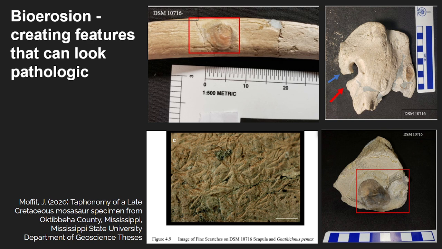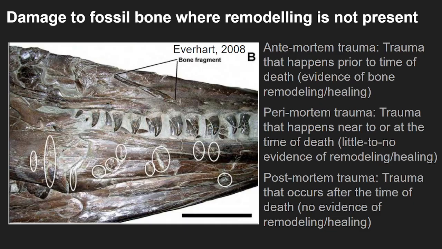So the way that we would avoid looking at something as bioerosion is that it would lack remodeling of the bone. Then we'll find damage to fossil bone where remodeling is not present. So when remodeling is present, we would assume that trauma would be antemortem, which means that the trauma happened before the animal died, which means that it had a chance for those bones to heal. But paramortem and postmortem trauma, that being trauma that happened near to or at the time of death or after the time of death, will not likely exhibit much healing. And so we would avoid antemortem trauma when trying to make our interpretations about paleopathologies.